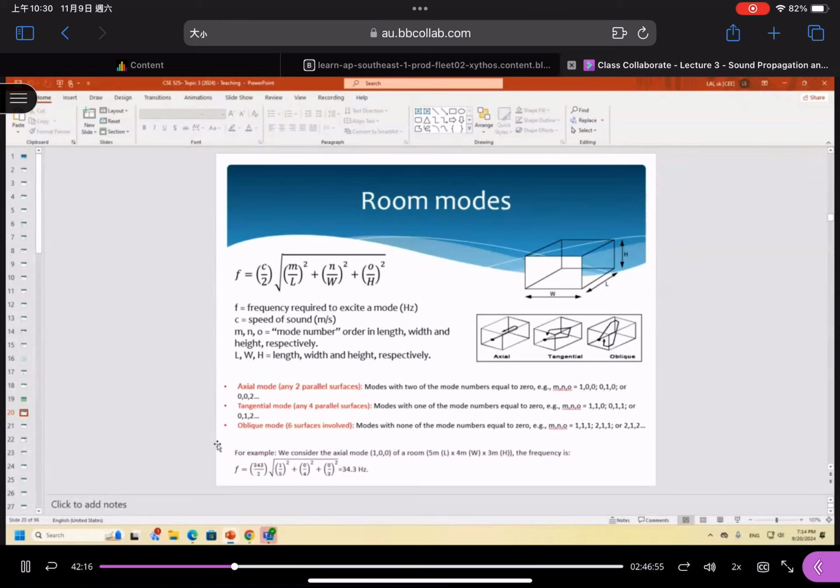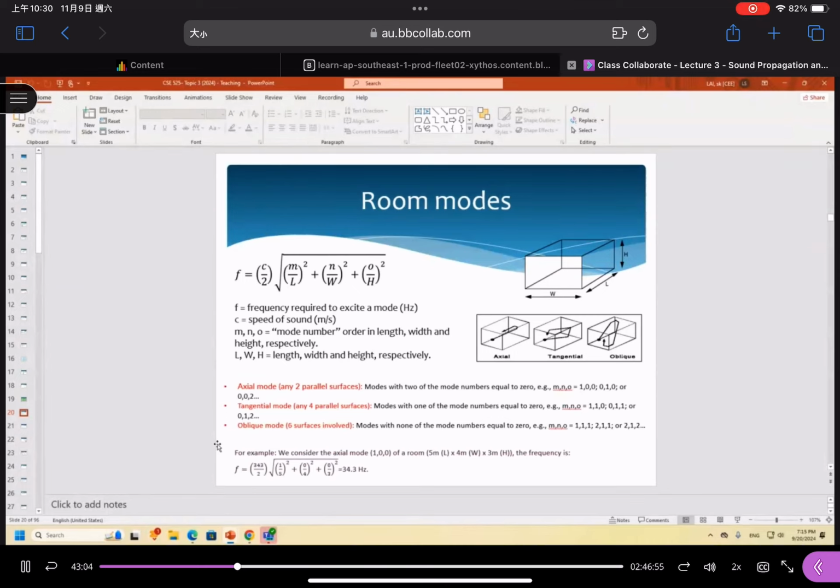The second one is the tangential modes. Tangential modes could happen when any 4 parallel surfaces generate the reflection effects. At that time, we need to set any 2 of them to be non-zero. For the tangential mode, let's say for m, n, and o, you can set 110, 011, or 012. We can only set the parameters m, n, and o as positive integers. You may ask why we can set them equal to 2, 3, 4, 5. It means that we can achieve higher frequencies.